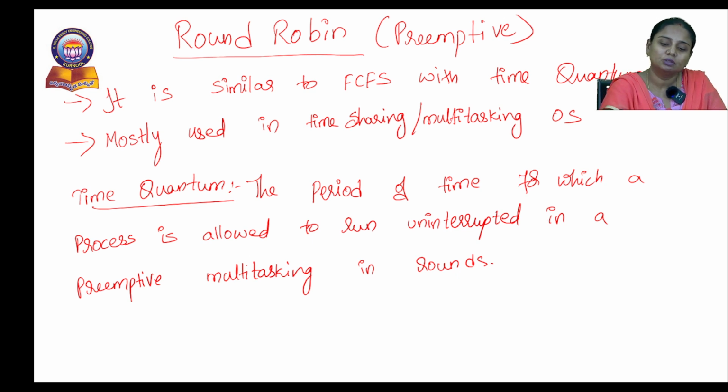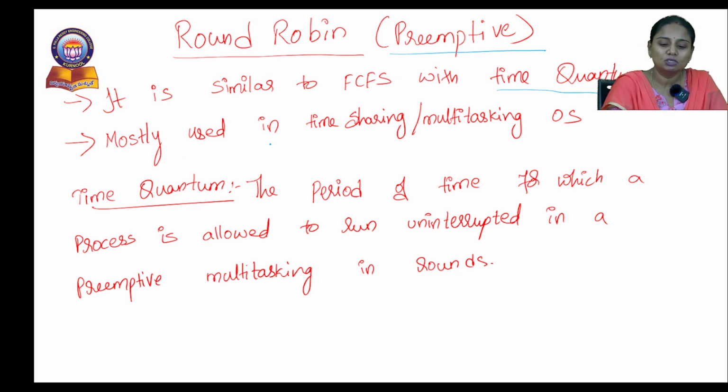Now this round robin comes under the preemptive scheduling algorithm. It is also similar to the FCFS with a time quantum. The only difference between FCFS and round robin is the time quantum. In FCFS we don't have any time quantum. Depending upon how many processes are ready in the ready queue and their arrival time, the particular process gets the utilization of the CPU.